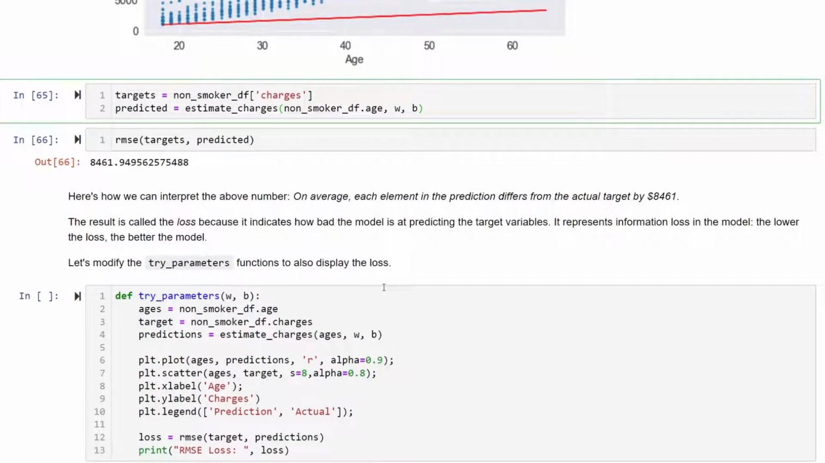Right, so we have to interpret the above number. On average, each element in the prediction differs from the actual target by about $8,461. It might be a huge amount. So the result is called a loss because it indicates how bad the model is at predicting the target values. It represents the information loss in the model. The lower the loss, the better the model. Okay, whenever the root mean square error is low, the better our model is.